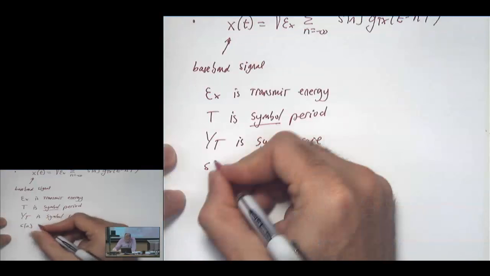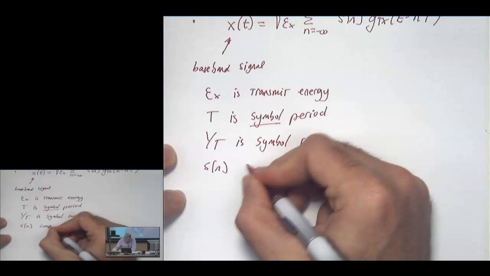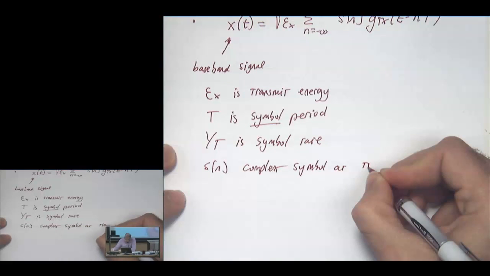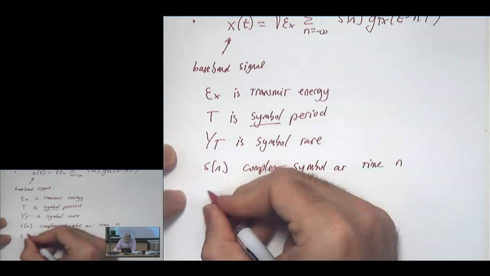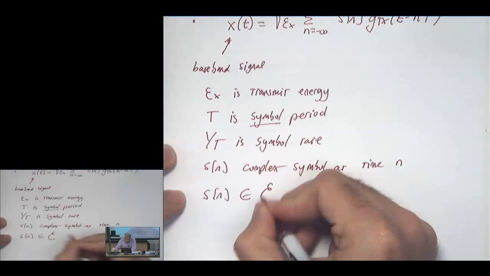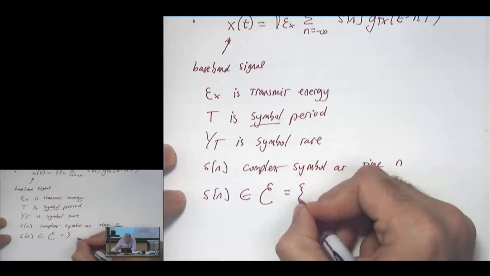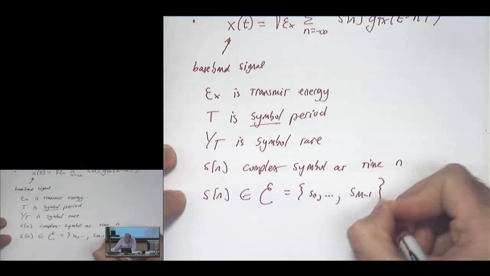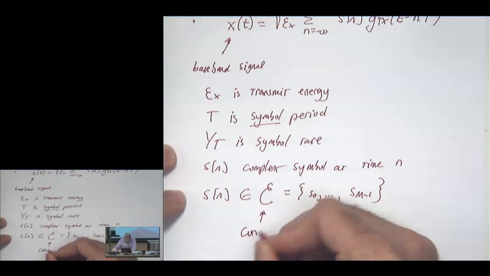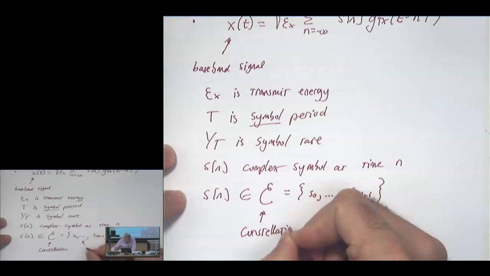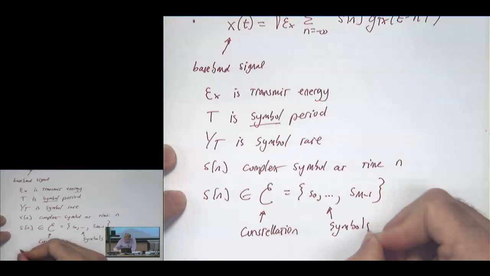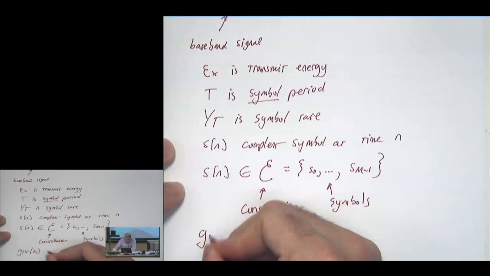So I should tell you s[n] is the complex symbol at discrete time n. s[n] will be an element of some set C, which is our constellation. So this calligraphic C is for constellation. We talked about this in lecture 3. These points of this constellation are called symbols. And then this last quantity here, g_TX(t), is the pulse shape.